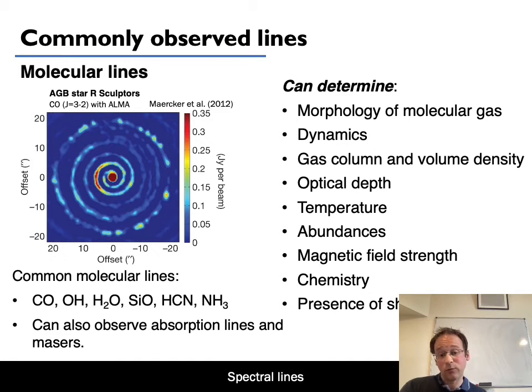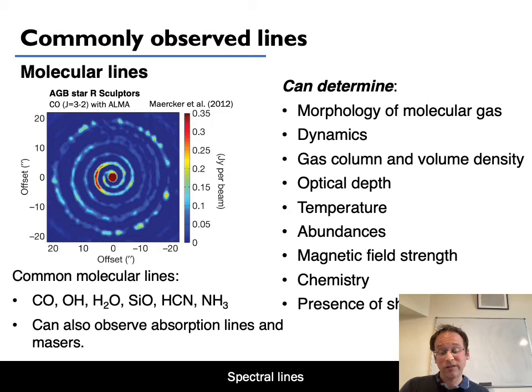Also the hydroxyl radical, which tends to trace the more diffuse molecular component, as well as other important molecules such as water, silicon monoxide, hydrogen cyanide, and ammonia. And we should also mention that not only do you observe these in emission, but similar to the radio recombination lines and atomic hydrogen line, we can observe these in absorption typically against background continuum sources, as well as in masers, where you have population inversion, that are associated with star formation and also with AGN, active galactic nuclei.